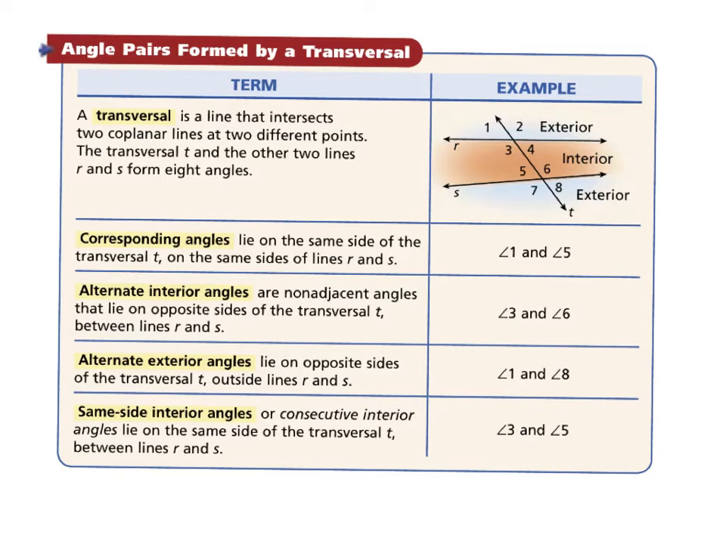I kind of look at it as angles that are in the same position. So, angle 1 and angle 5 are corresponding. Angle 2 and angle 6 are corresponding. Angle 4 and angle 8 are corresponding. Angle 3 and angle 7 are corresponding.